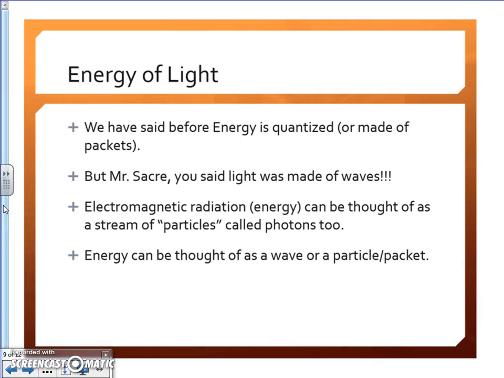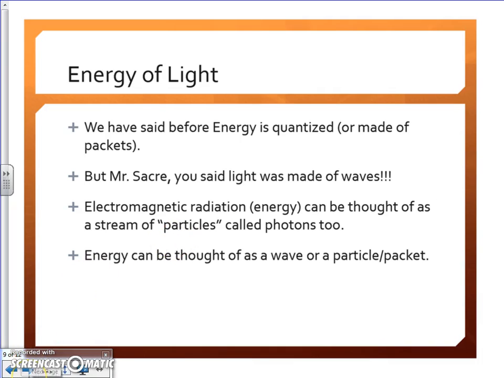Alright, so we've said before energy is quantized, or made of these packets called photons. Like I said though, light is also made of waves. It can be thought of as both. Physicists call this the wave particle duality of light. You don't need to know that. But how this applies to us is this electromagnetic radiation, light, all these different kinds, X-rays, things like that.